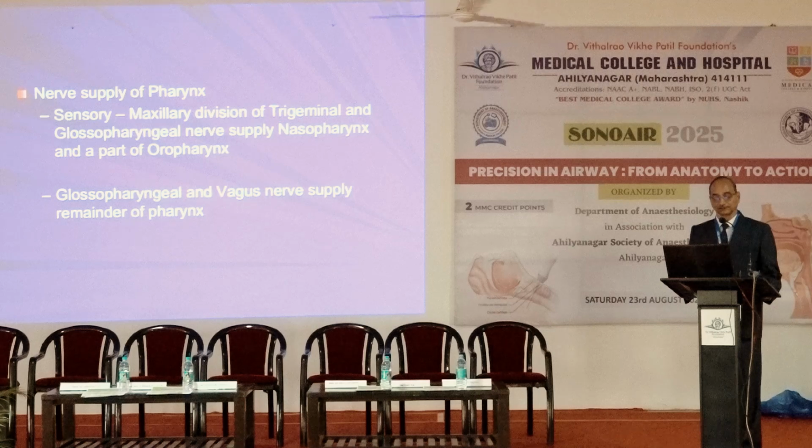The nerve supply of the pharynx: the sensory supply is by the maxillary division of the trigeminal and the glossopharyngeal nerve, which supply the nasopharynx and part of the oropharynx. And the glossopharyngeal and vagus nerve supply the remainder of the pharynx.